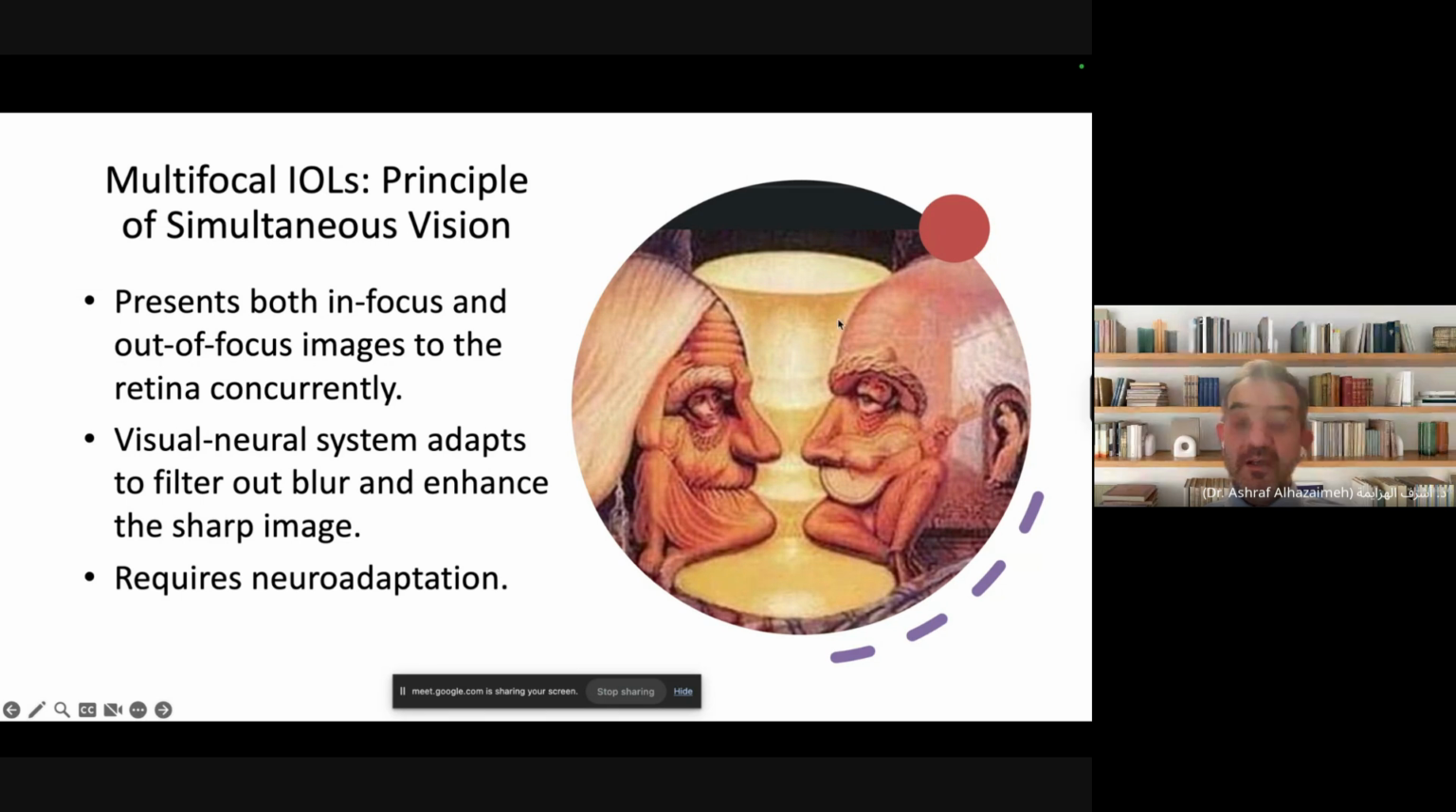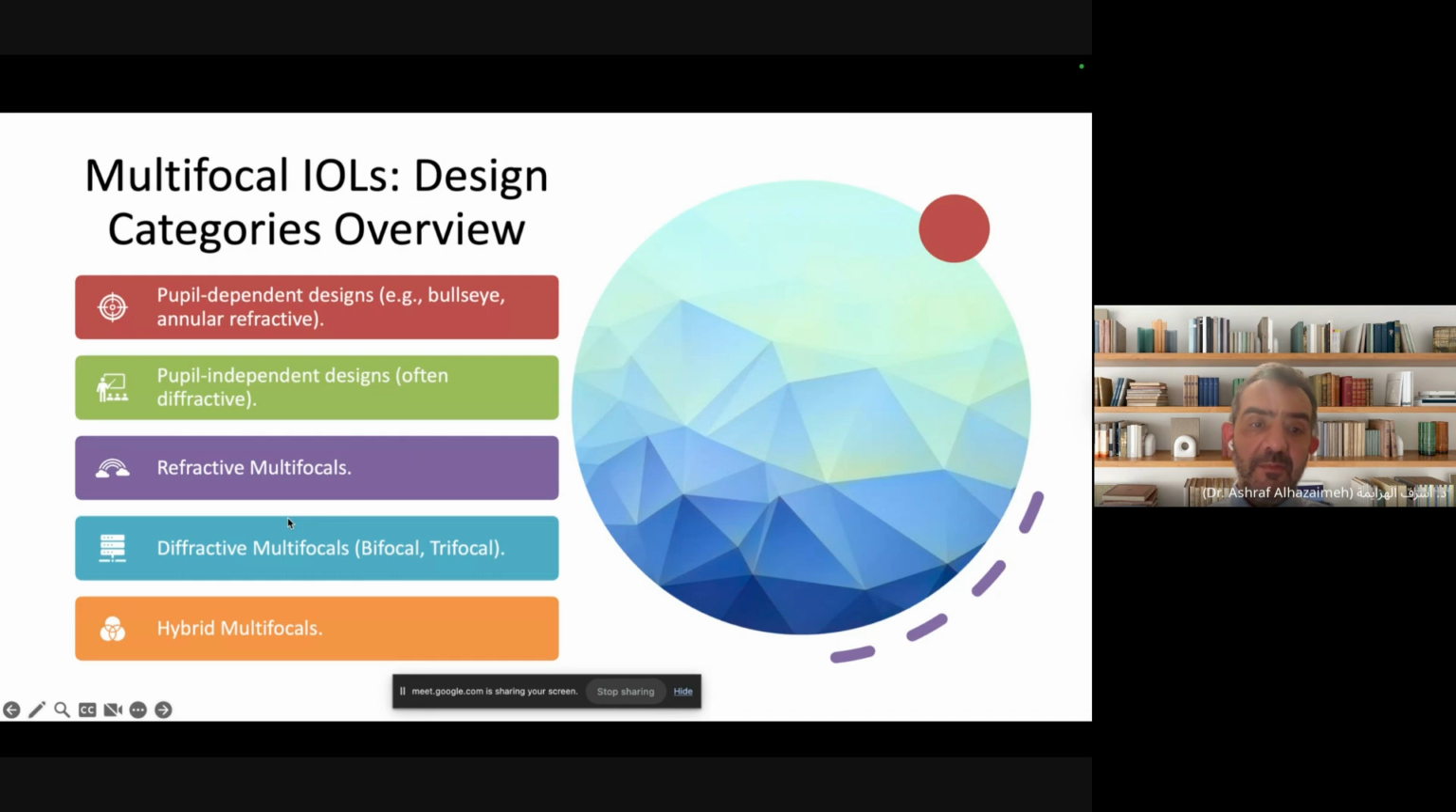If you look at this picture or drawing, you can see 2 old faces looking at each other, but if you look again, you see this gentleman playing guitar and the other one wearing a hat. Your brain can choose which to look at. That's almost the same thing that happens with the multifocal IOL. This adaptation to the perception of 2 images is called neuroadaptation.